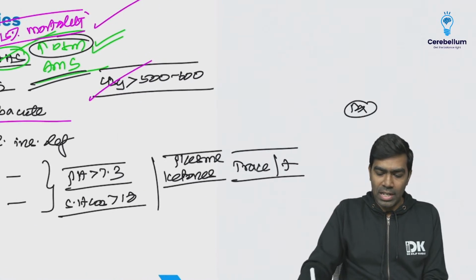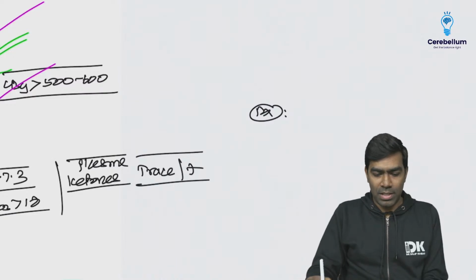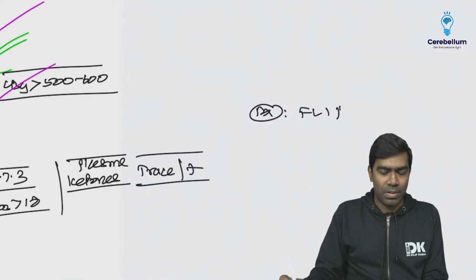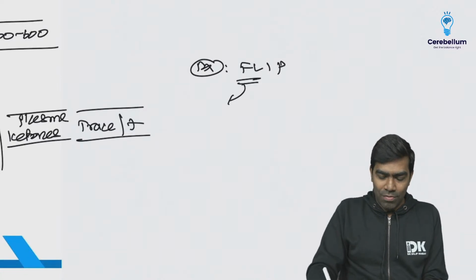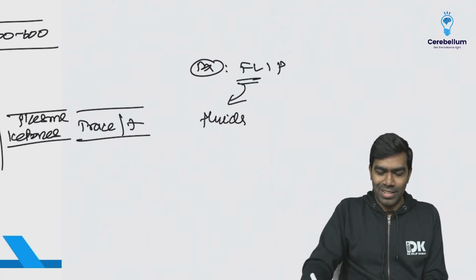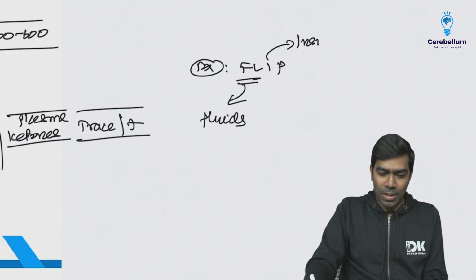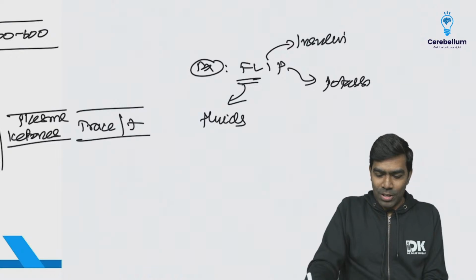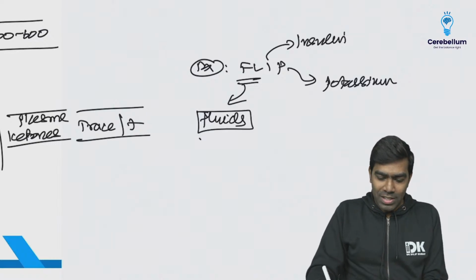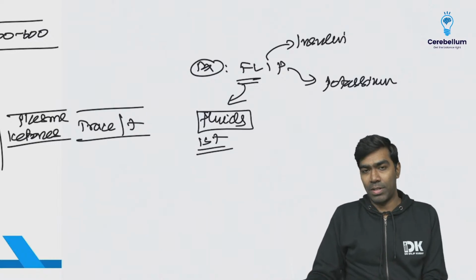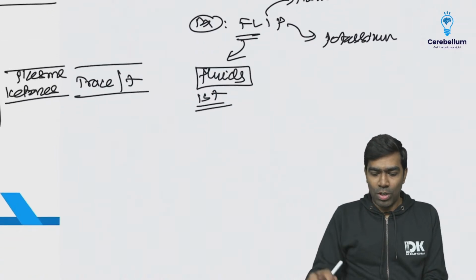Treatment of any of these hyperglycemic emergencies will be done with something called FLIP therapy. So that's the mnemonic I use. FLIP. What does FL stand for? FL stands for fluids, I stands for insulin, and P stands for potassium and other electrolytes. Fluids are the first treatment. There's no doubt.